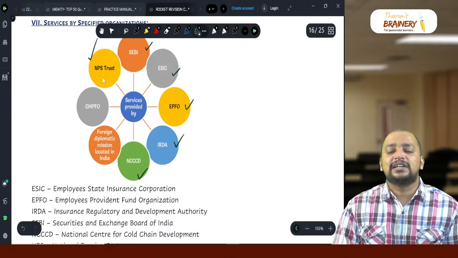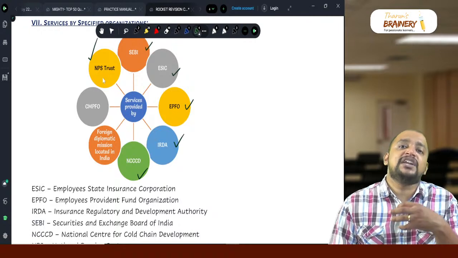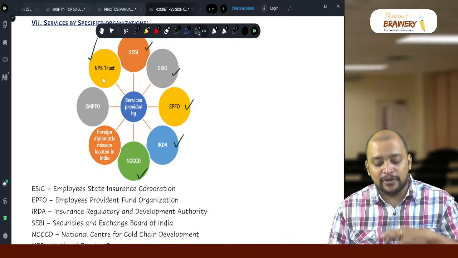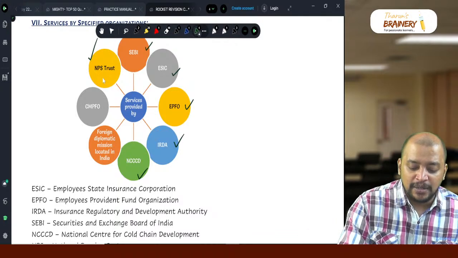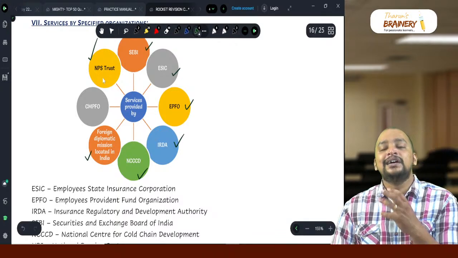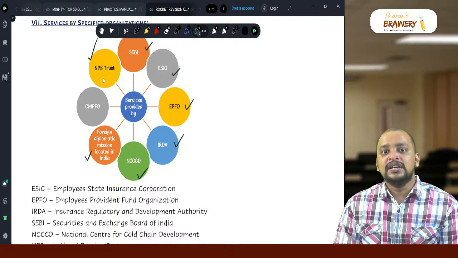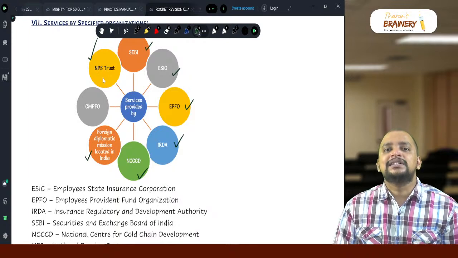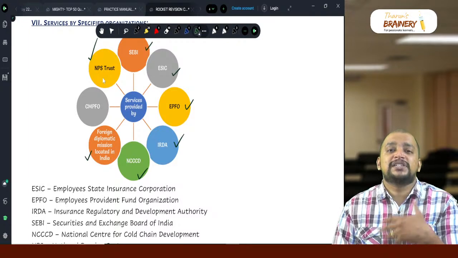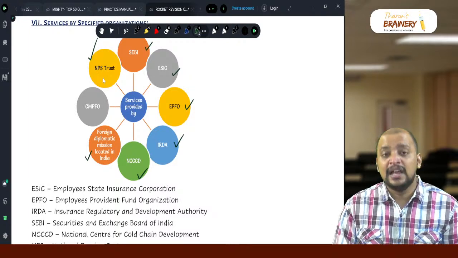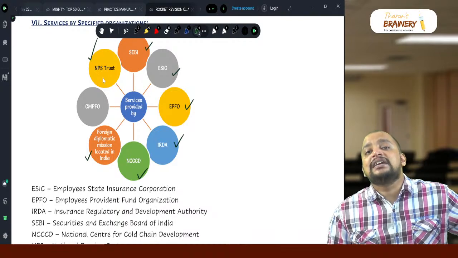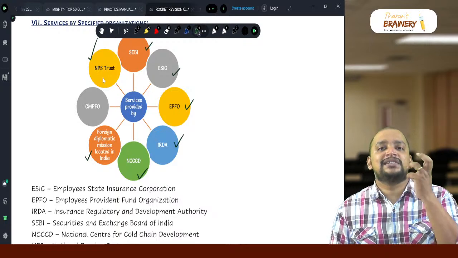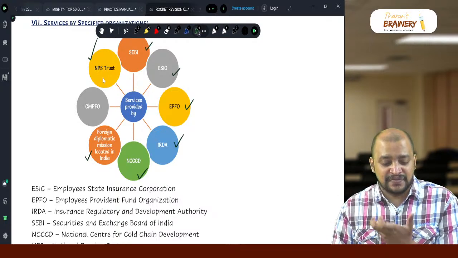NCCCD, National Centre for Cold Chain Development, will be collecting money for establishing the cold chain to store agricultural produce. That amount collected is exempted. Then foreign diplomatic missions located in India, like UN organizations, embassies or consulates. They are receiving money for processing visas, etc. That is exempted. And they will perhaps get a refund of GST paid on inward supply. To get that refund, they will be given a status called UIN, Unique Identification Number.